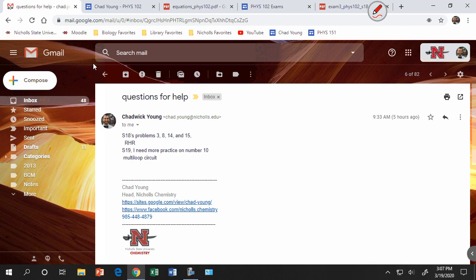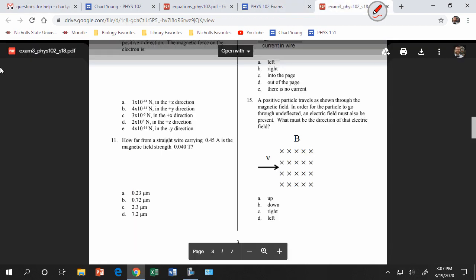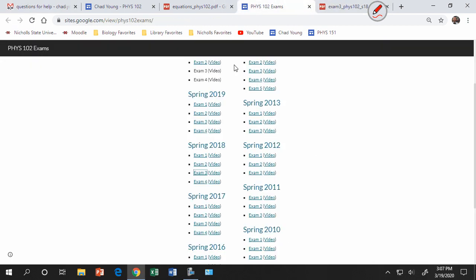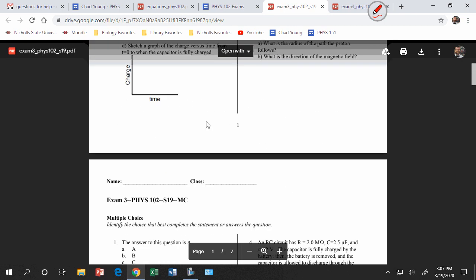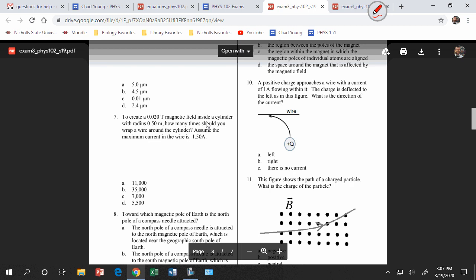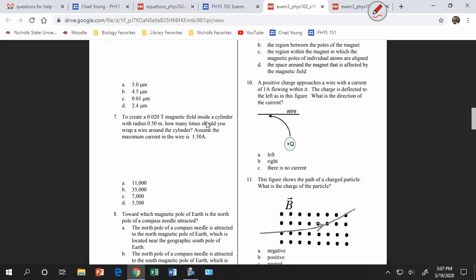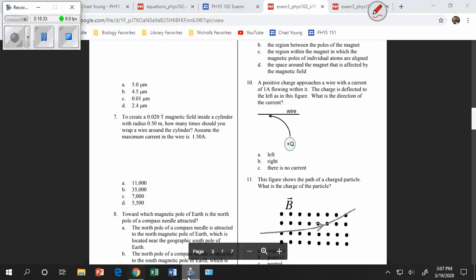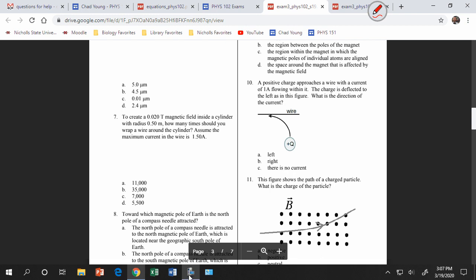Let's do Spring 19, number 10. This one's similar to what we were doing before, and this is a great problem because it combines two different right-hand rules. So let's try it out, and then we'll do some other right-hand rules.